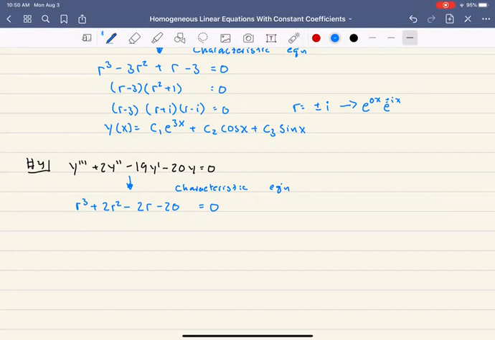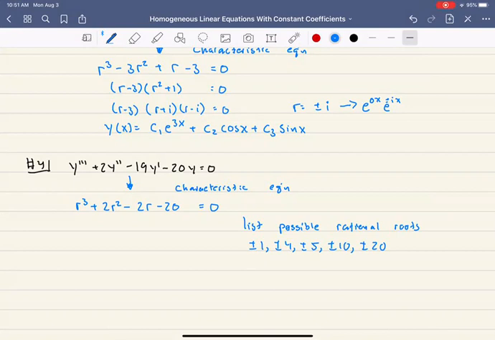So I would list my possible rational roots. Plus or minus 1. In this case, it's the factors of 20. In general, it's the factors of this number divided by the factors of whatever coefficient is here, which in this case is just 1. So plus or minus 1, plus or minus 4, plus or minus 5, plus or minus 10, plus or minus 20. And then I would do synthetic division.